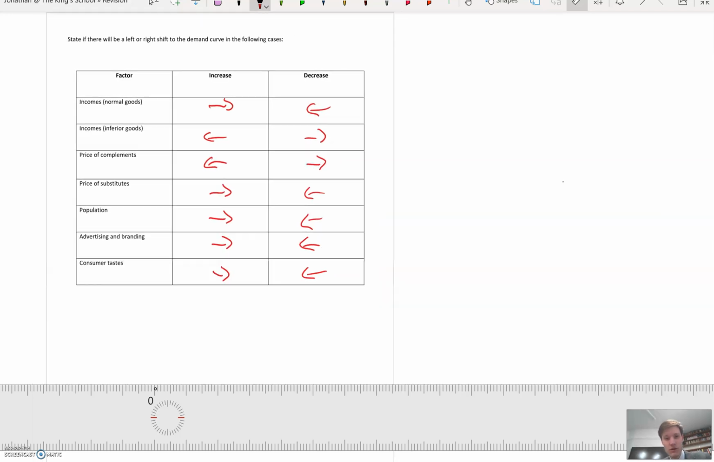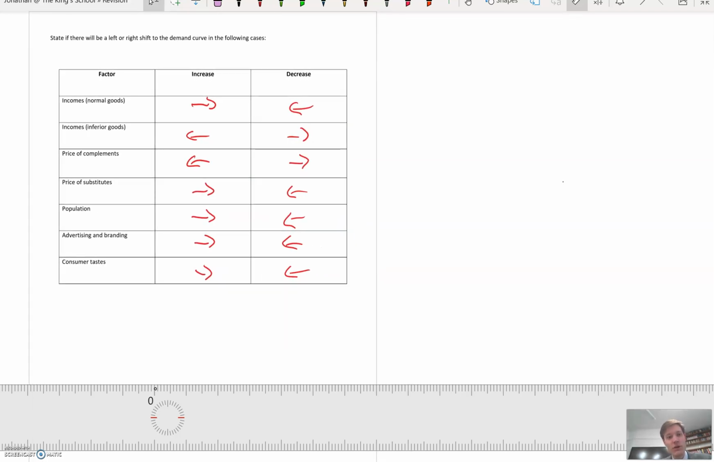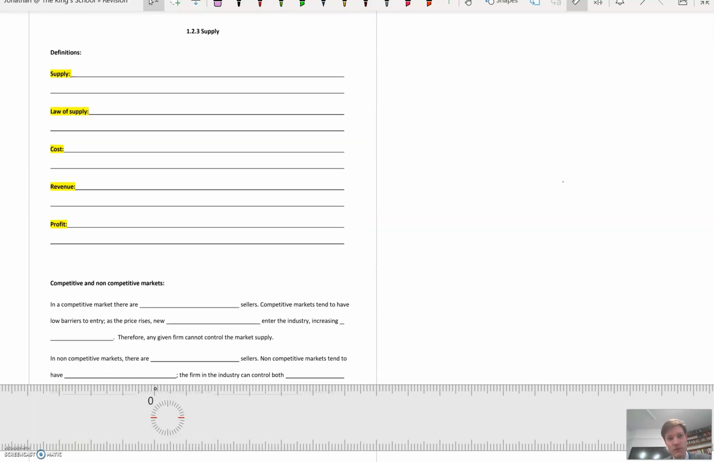Okay, so there we go. Just check that you got all of those right. If you didn't, go back to the definitions of those things, which are at the top of this page. Okay, that was quick.